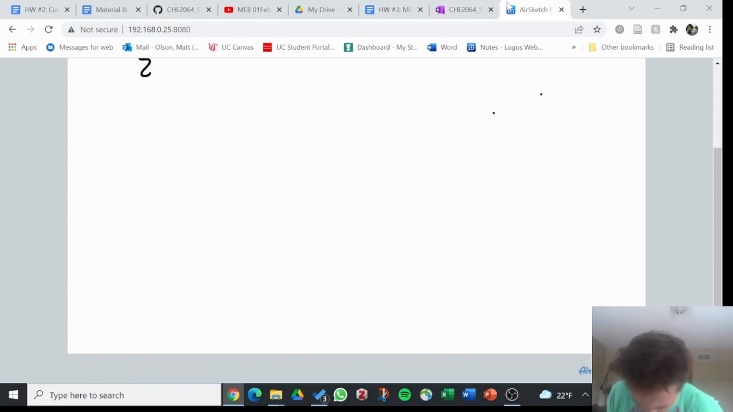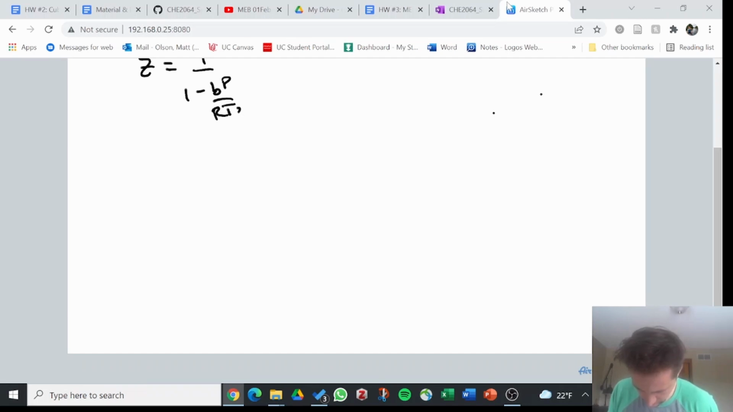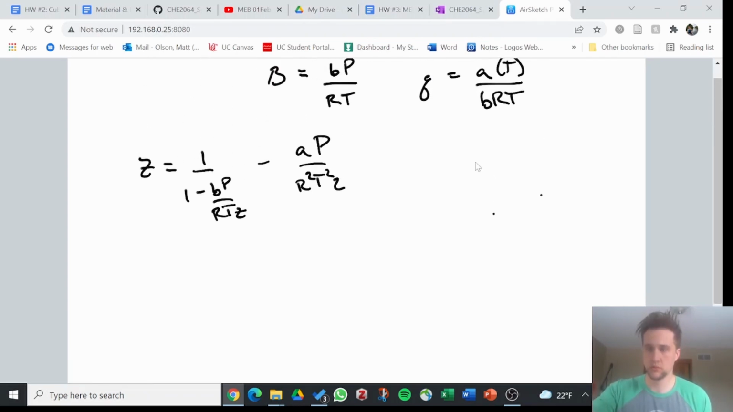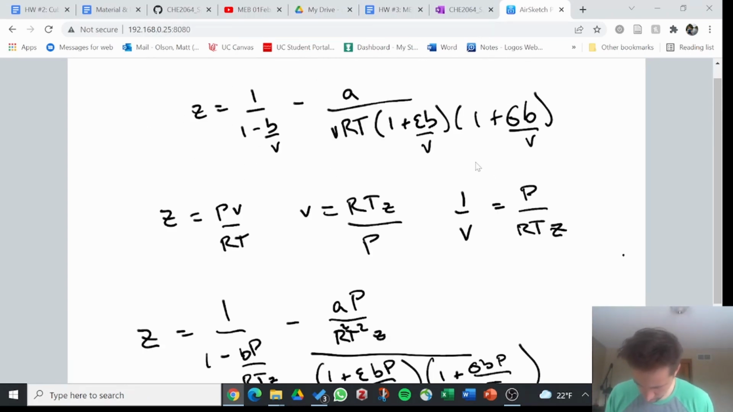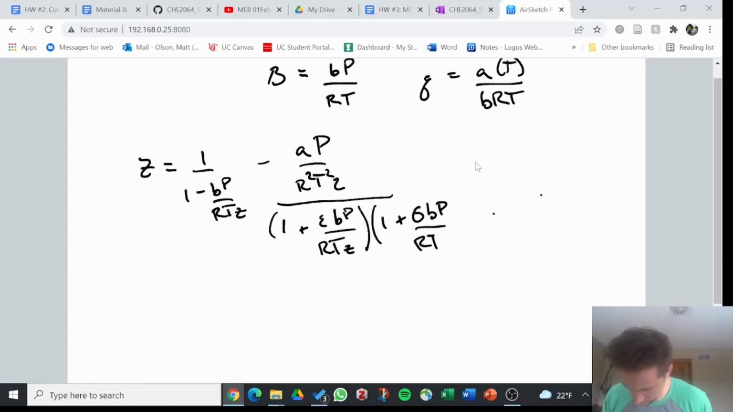Z equals 1 over 1 minus BP over RT Z minus A P over R squared T squared Z divided by 1 plus epsilon times B times P over RTZ.